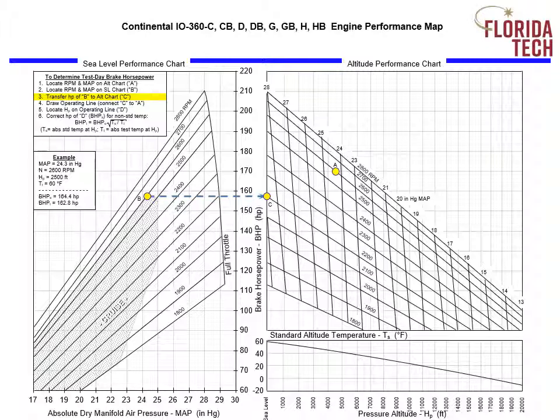Step 3 is to transfer HP of B to the altitude chart, point C. What this means is just take your point B and draw a horizontal line until you intersect the y-axis of the right-hand chart. And then you'll label that point C. Step 4 now says to draw an operating line that connects C to point A. So I've drawn a line from point C to A, and you can actually continue that straight line beyond A.